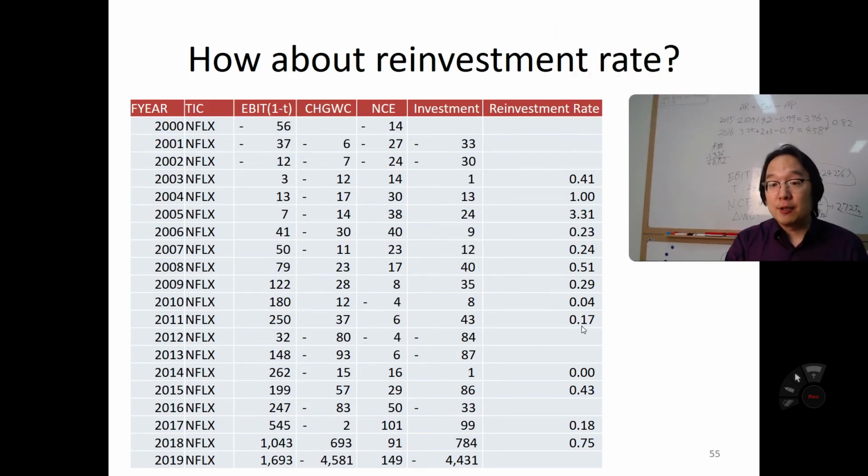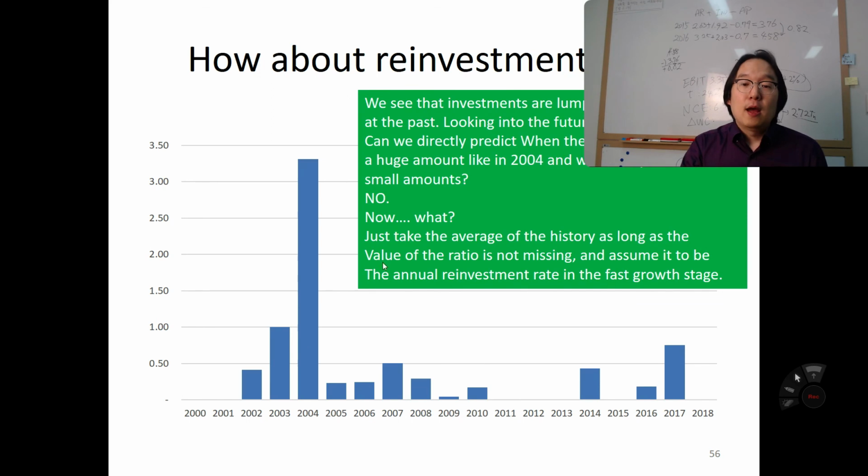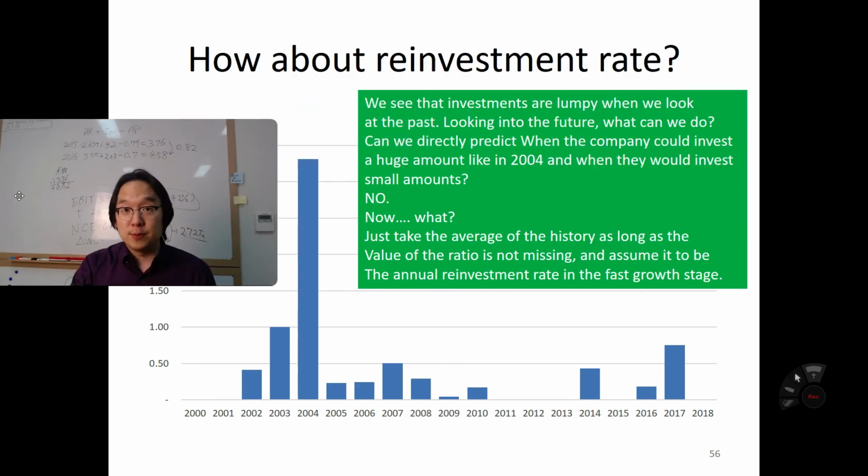The reinvestment rate is calculated using this. And then if you do a bar chart like this, it looks like this. Okay, sometimes the reinvestment rate is way high, 3 times or more, a crazily high amount of reinvestment happens. When you're young, you have to reinvest a lot more. When you're old, you're not. Plus, the investment has a lumpy pattern.